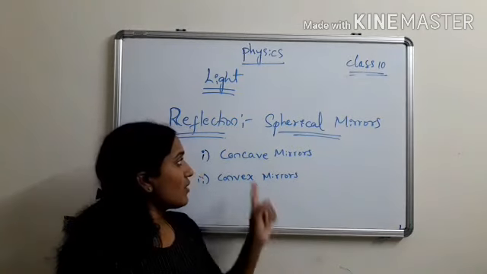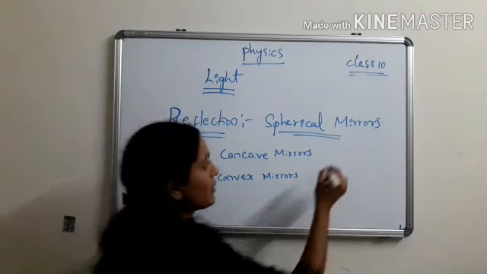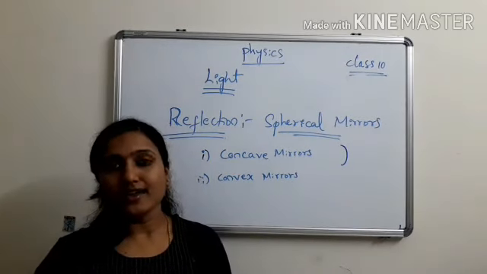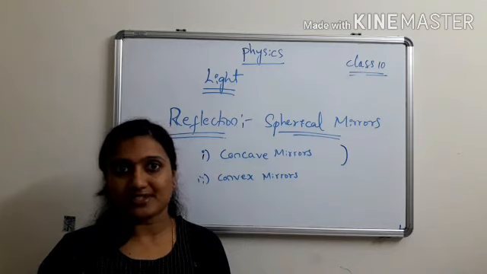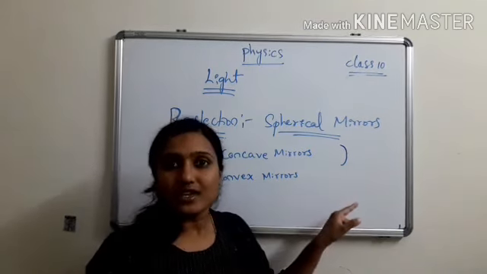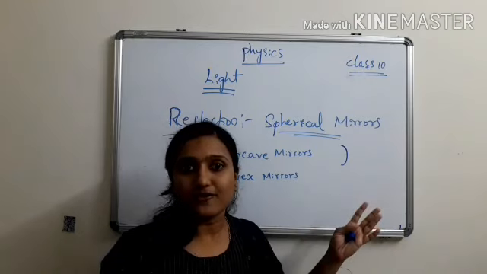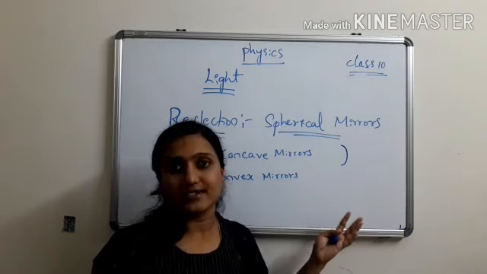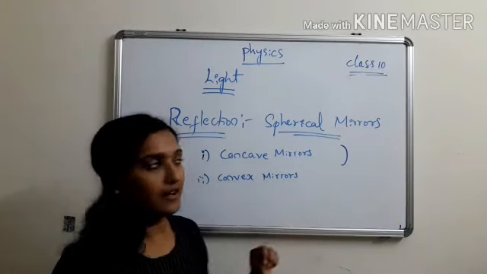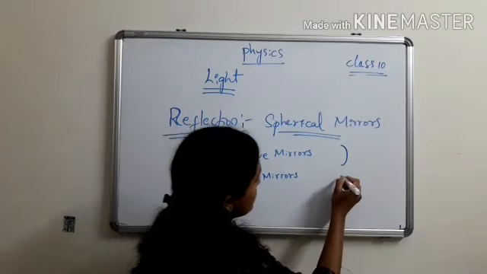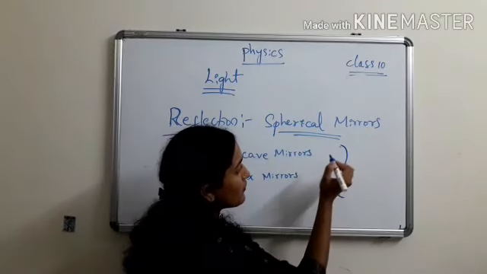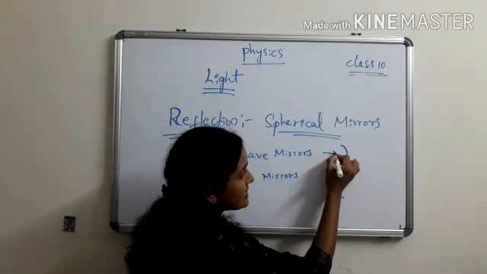In these concave mirrors, how will the reflection occur and how can we see images through it? And then in the convex mirror, how and where will the reflection occur, and what are its advantages? Both are very useful in our daily life. Concave mirror means the reflection will happen inside.